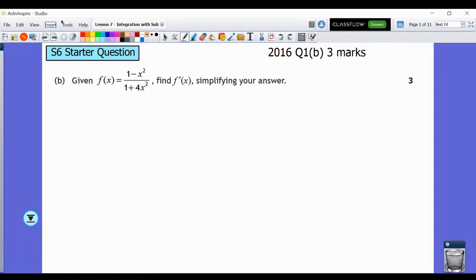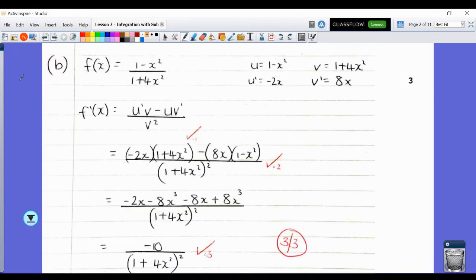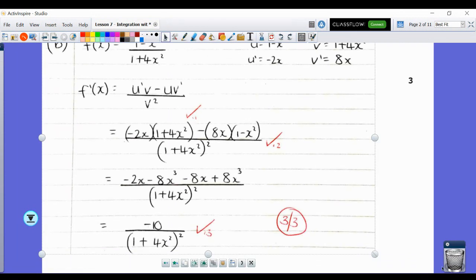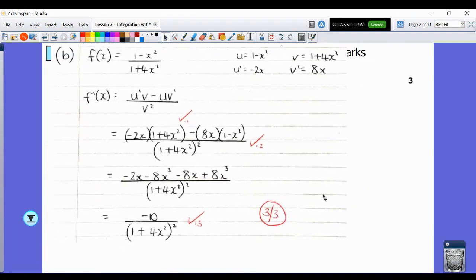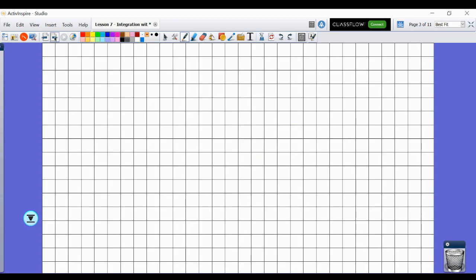Okay, when you're ready, here are the full solutions. Move this up a bit so you can see. Feel free to pause the video right now and correct your working. It should be out of 3 marks. Okay, so let's move on.